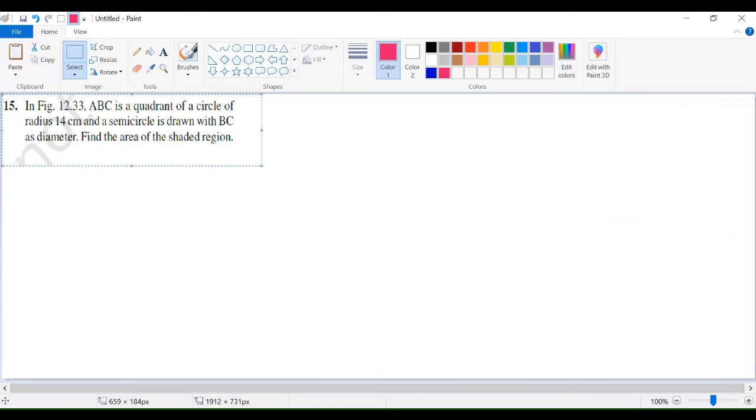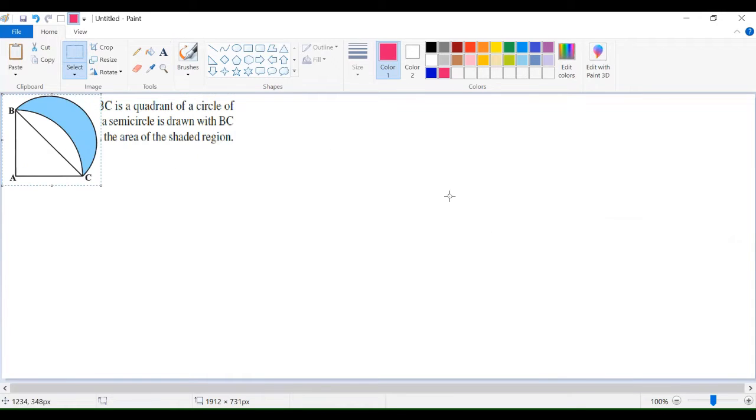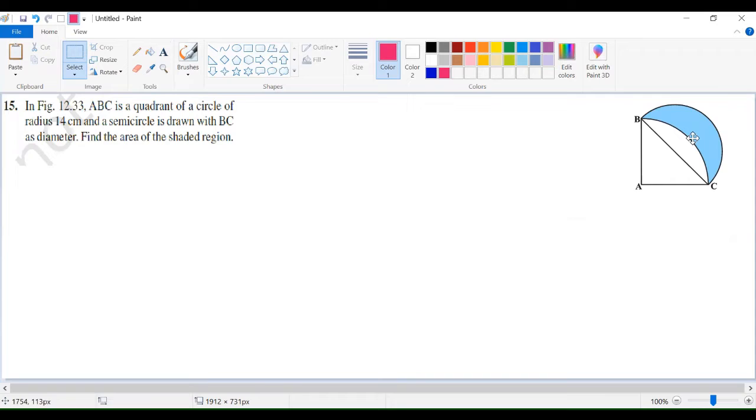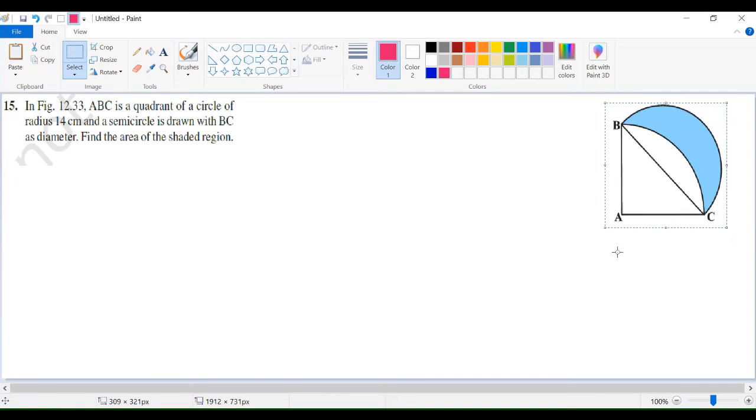Quite easy question only, but little bit more lengthy question. Not very simple question. Little bit. What is given? ABC is a quadrant of a circle of radius 14 centimeter and a semicircle is drawn with the BC as diameter. Find the area of the shaded.